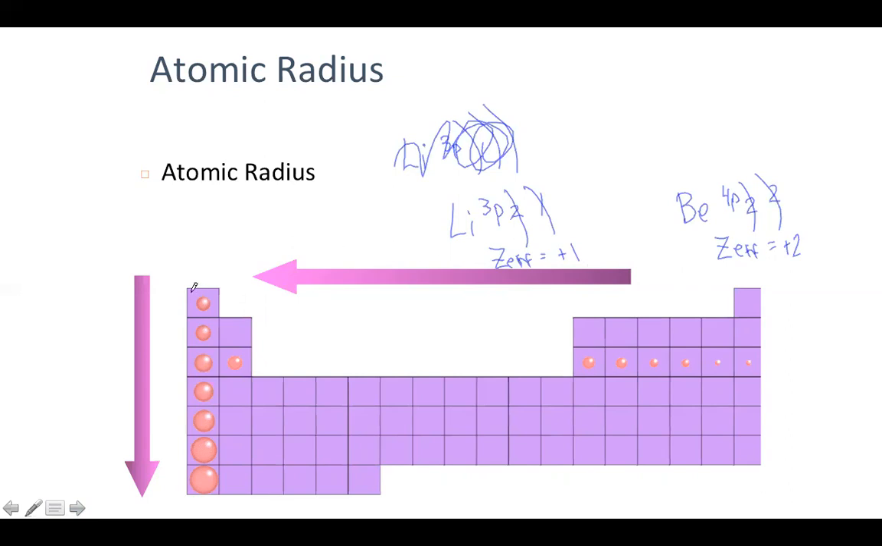And then the reason for why it increases going down, we are adding on more principal energy levels. And as you add on higher energy levels, the higher energy levels tend to be larger orbitals. So that's one reason for why we're increasing the size of the atoms as we move down a group. And additionally, as we're adding on more energy levels, we added more core electrons, which shield that valence electron from the nucleus's pull. So it causes the atoms to be larger as we move down.